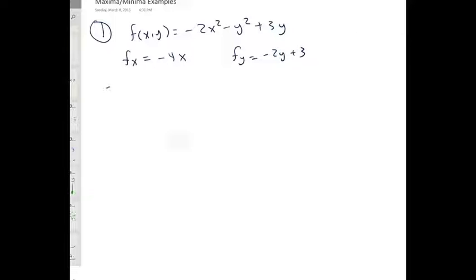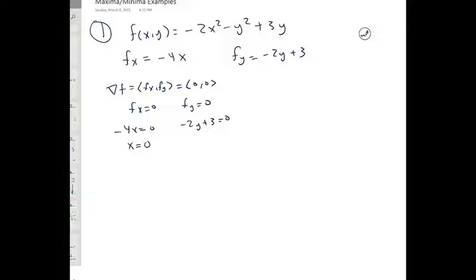Since our gradient equals 0, each of these partial derivatives is going to equal 0. So we have negative 4x equals 0 and negative 2y plus 3 equals 0. So we're going to have a critical point where x equals 0 and y equals 3 halves. So this is our critical point: 0 and 3 halves.